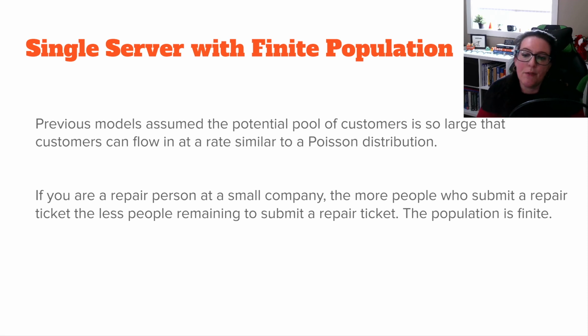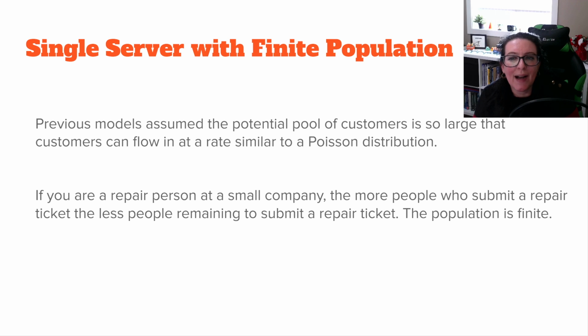Our previous videos assumed a Poisson distribution for arrival and an exponential distribution for the amount of time to provide a service to the individuals. But what if we have a single server model with a finite population? So the previous models, when they had that Poisson distribution, what they really assumed is that the potential customer pool was so large that customers would continue to flow in at the same rate for every minute.